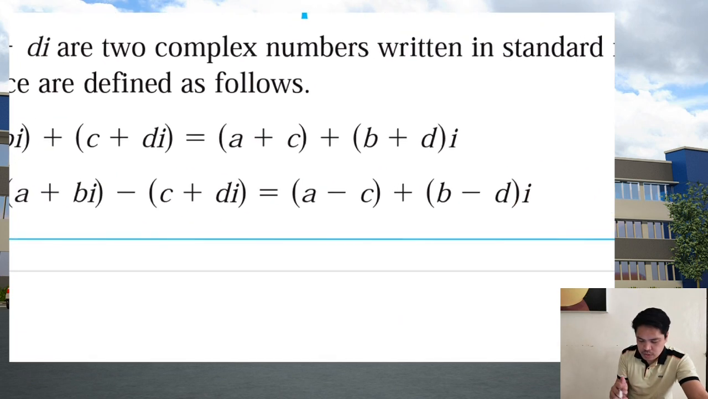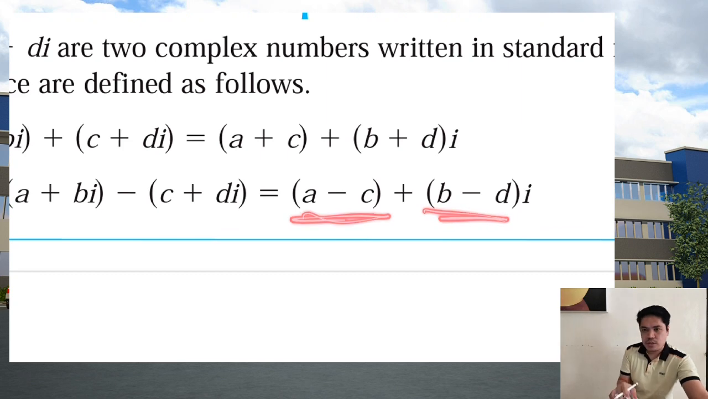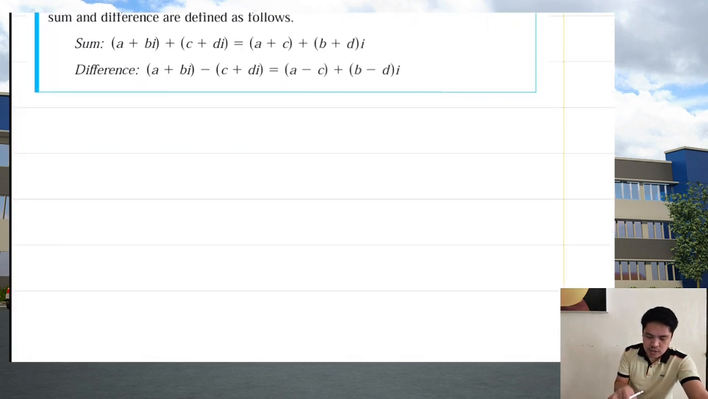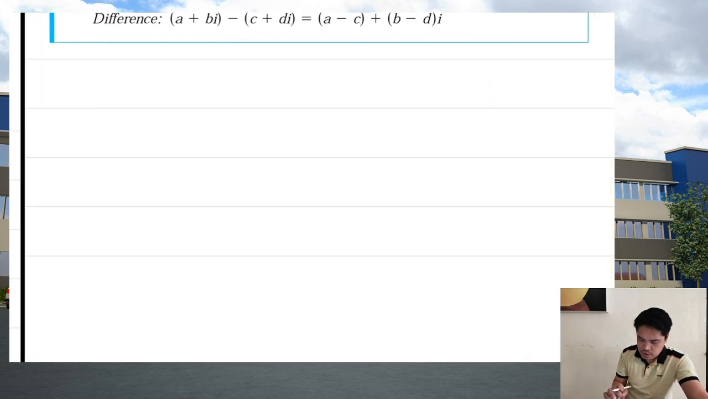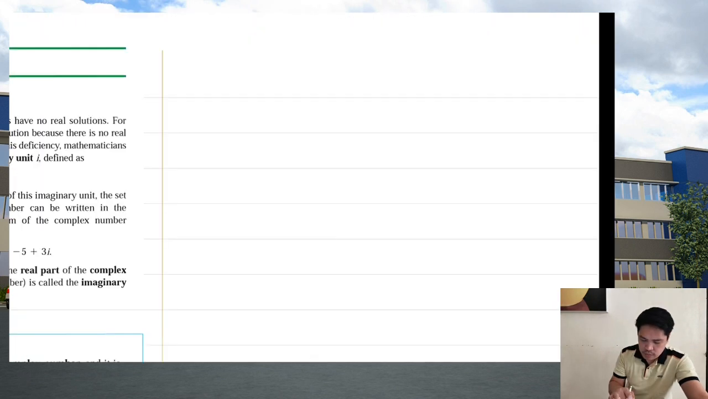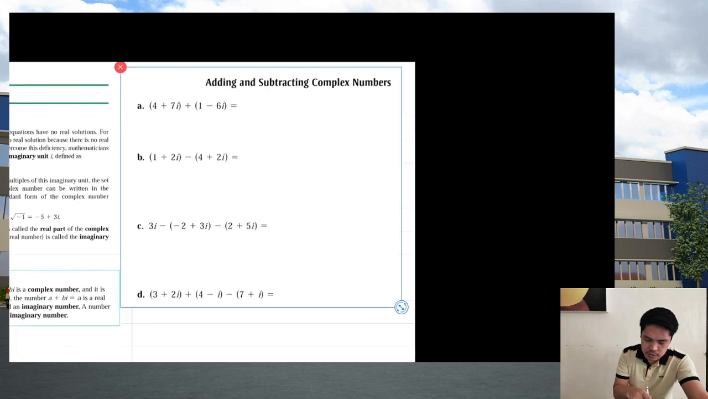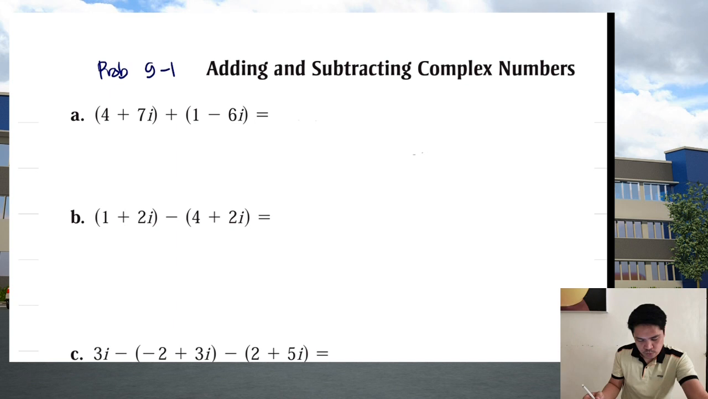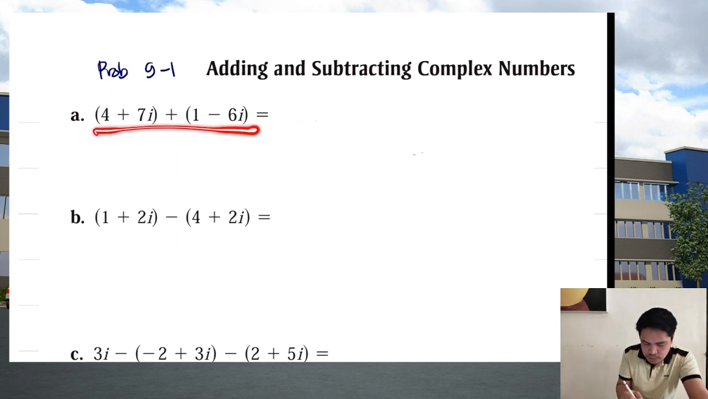Or simply, we just subtract the real part and subtract the imaginary part. And that's it. So I think it's time for our first example. Let's try these examples. Let's call this problem for lesson 9, number 1, adding and subtracting complex numbers. So we have this first problem here.